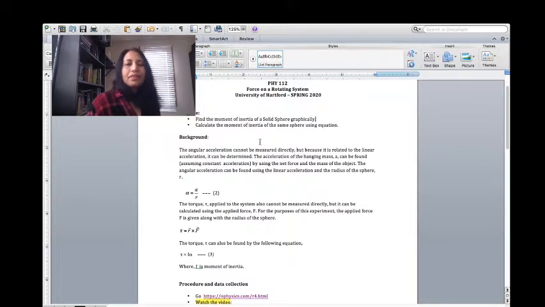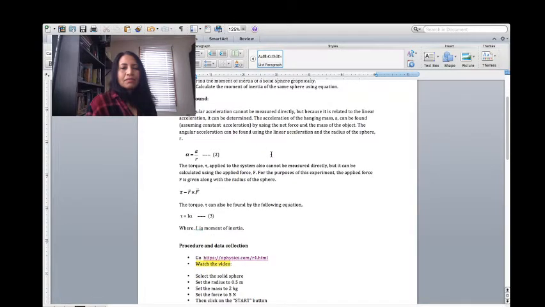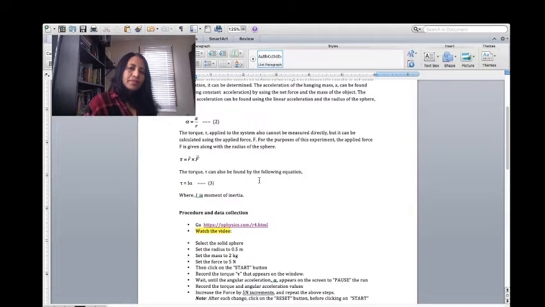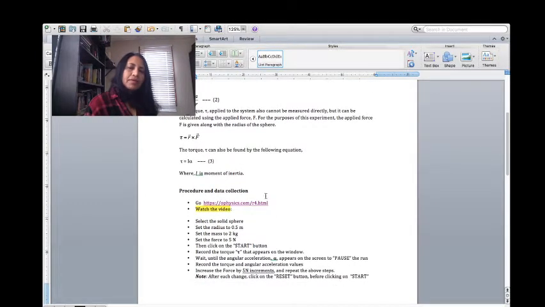So the purpose is finding the moment of inertia graphically and using equations. I'm going to skip the equations here. You can take your time and go over them. And this is the link that we are using this time to run our simulations. After I record this video, I will include the link and send this document to your TAs.